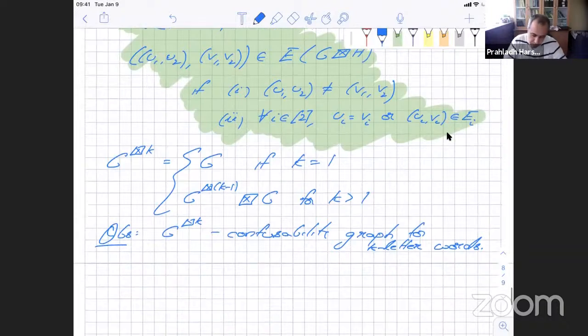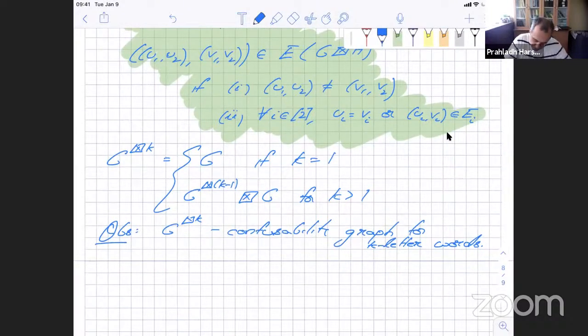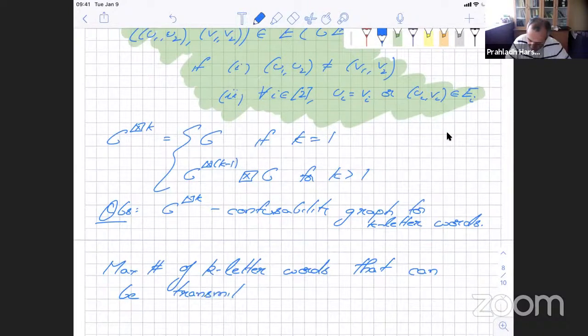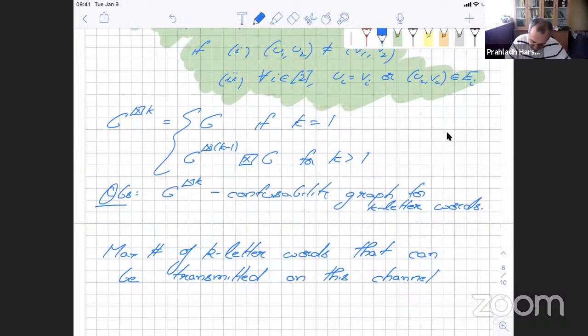So the maximum number of K letter words that can be transmitted on this channel error free is alpha of G tensor K. That should be clear. Is this okay?